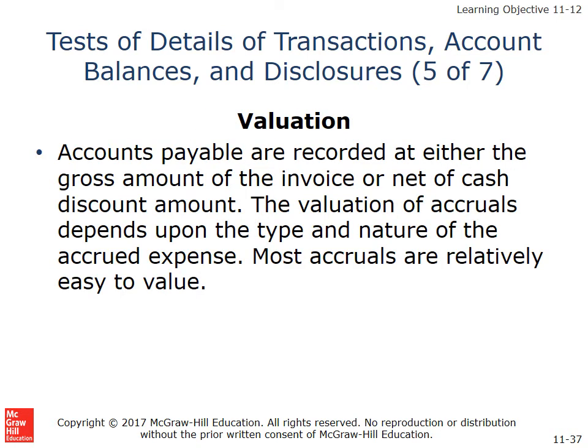And valuation. Accounts payable are recorded at either the gross amount of the invoice or net of cash discounts amount. So the valuation of accruals depends on the type and nature of the accrued expense. As we know, most accruals are relatively easy to value, so there's usually not a question. There are no complex calculations. You just want to make sure that there's consistency with how accounts payable are being recorded if discounts are being offered.